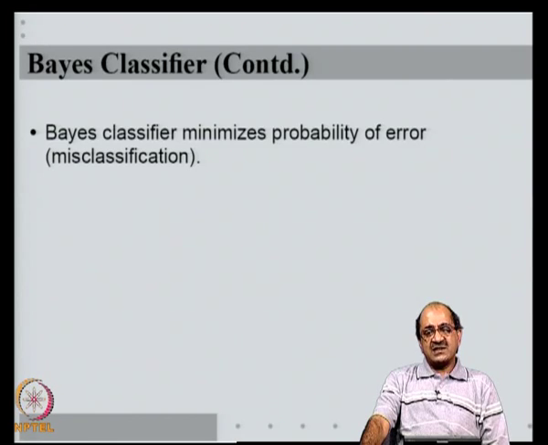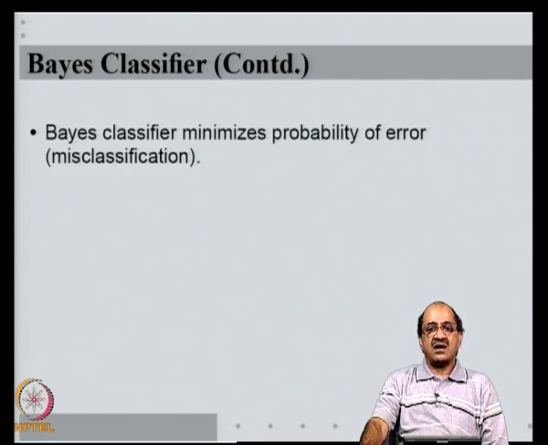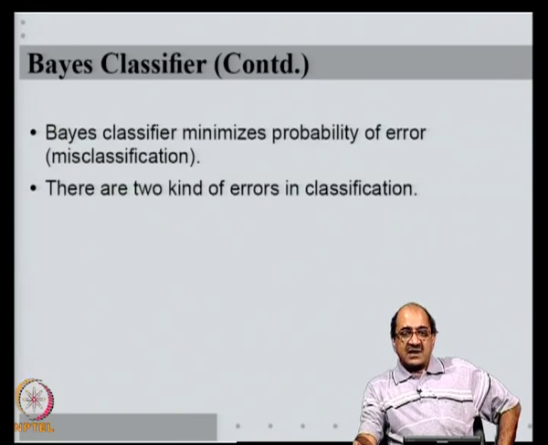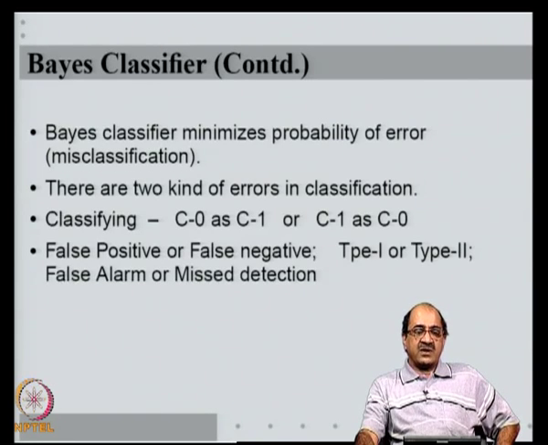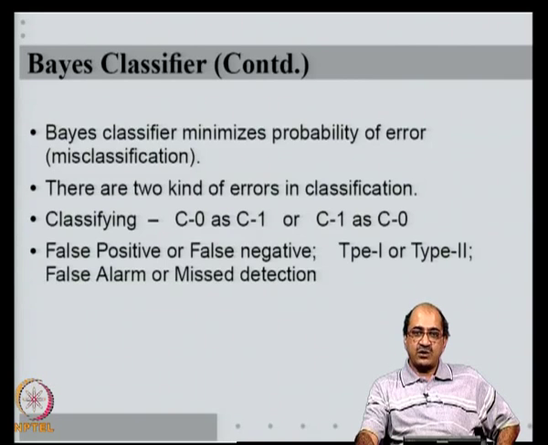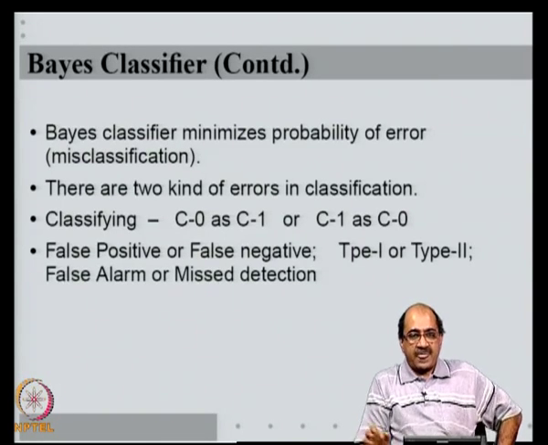But the Bayes classifier minimizes the probability of error. That is what we said. Our proof shows that the chance of giving a class label which is wrong is minimum among all possible classifiers. But there are two kinds of errors in classification. You can classify a class 0 pattern as a class 1 pattern or a class 1 pattern as a class 0 pattern. These are variously called false positives or false negatives, type 1 error or type 2 error, false alarm, misdetection and so on.